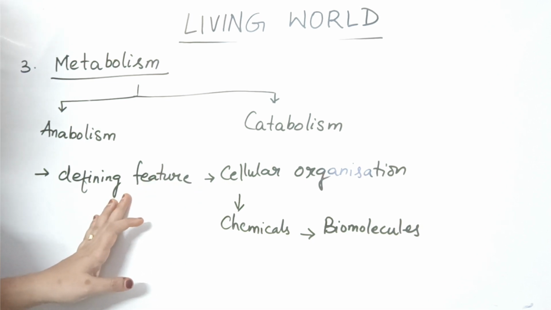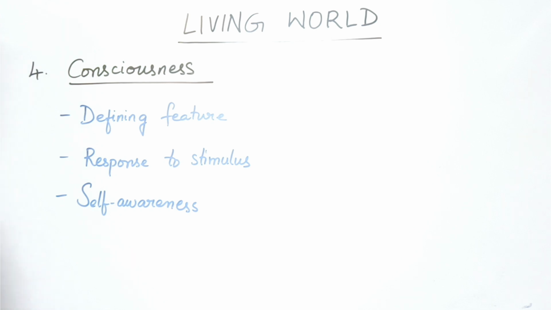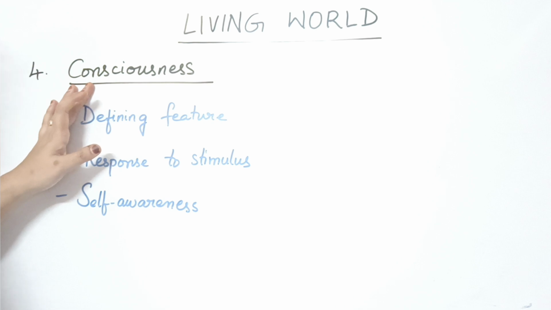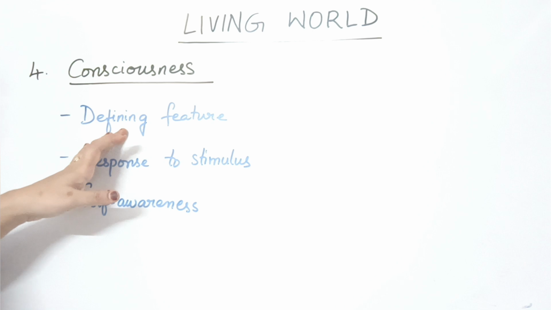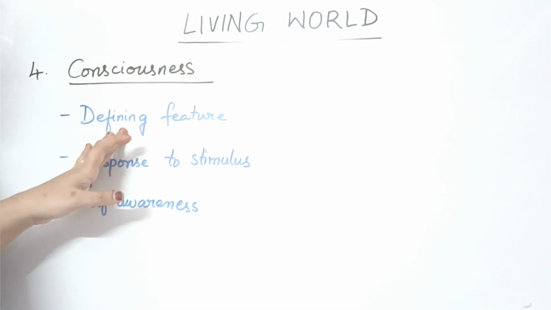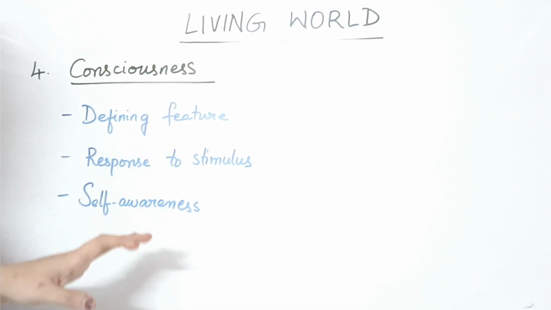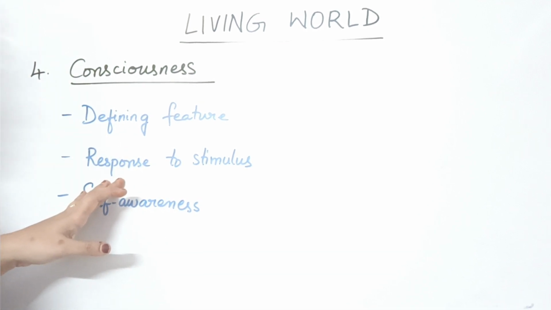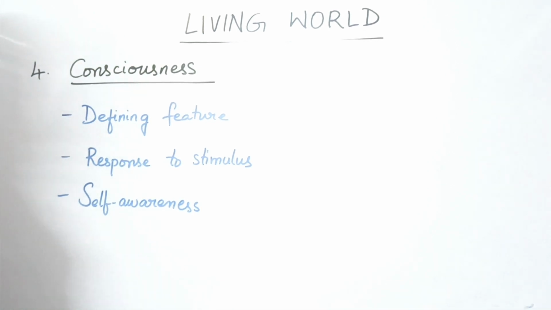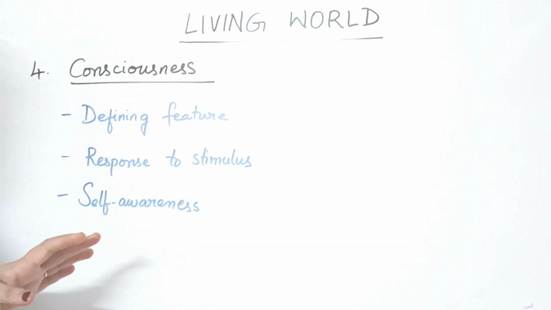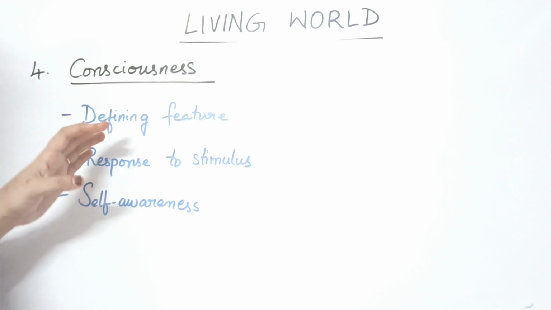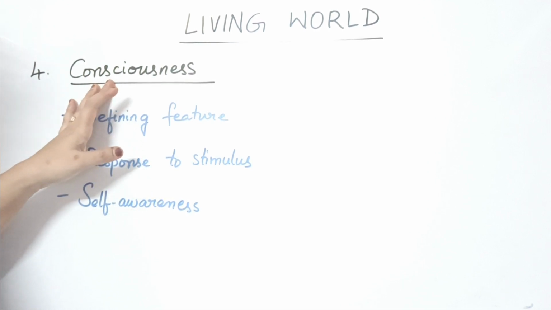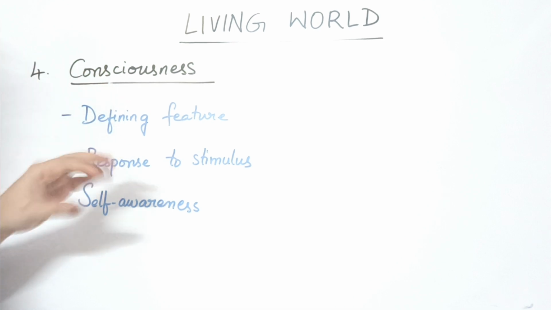The next one is consciousness. When we are talking about living organisms, all living organisms are conscious. This is a defining feature in all living organisms, because in non-living things it is absent. Response to stimulus is seen only in living organisms, but not in non-living. So it is the most obvious, and technically we can say it is a complicated feature, which we can see only in living things.